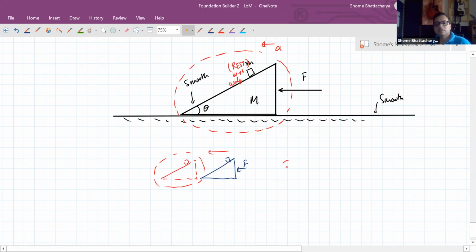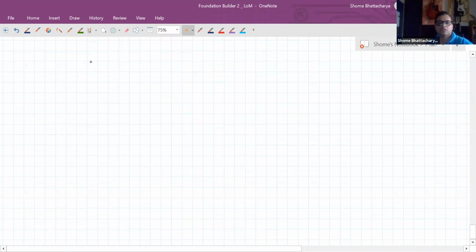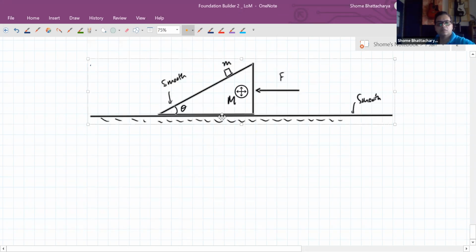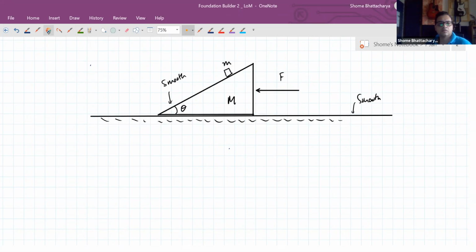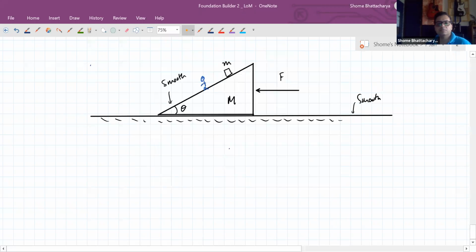Okay. So now let's try to understand how this is happening exactly. So for that, let us imagine that we are in the frame of the wedge. Okay. So let's imagine that we are standing on the wedge. Our reference frame is attached to the wedge.